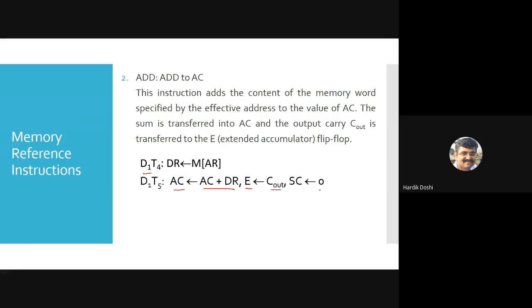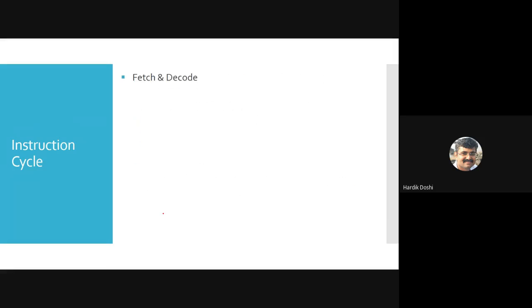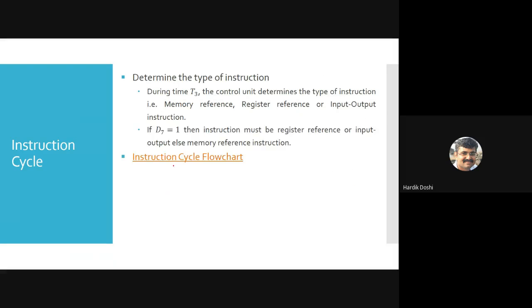Any doubts with this? So AND instruction, D0 should be 1. Add instruction, D1 should be 1. And now you should be clear. See, add instruction requires 2 timing cycles to execute. Same way, AND instruction requires 2 timing cycles to complete. That's why I have not mentioned the time over here. If you can check out, see, that's why I have not mentioned the time.